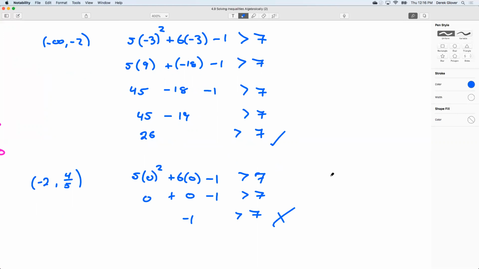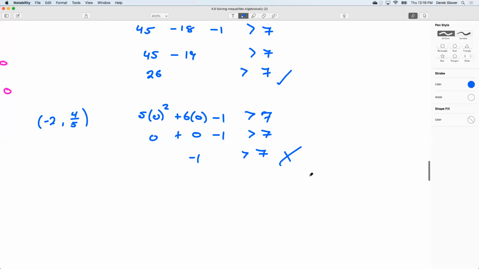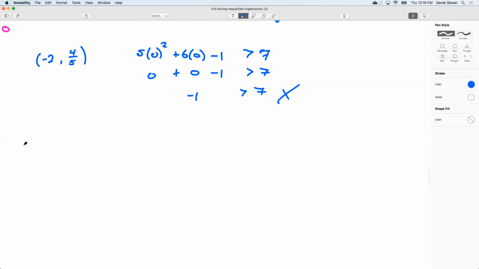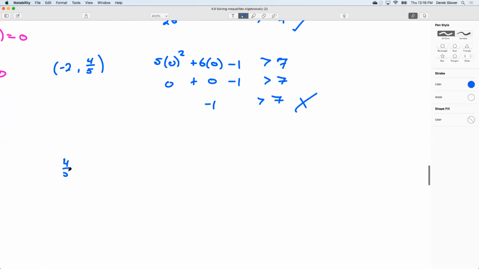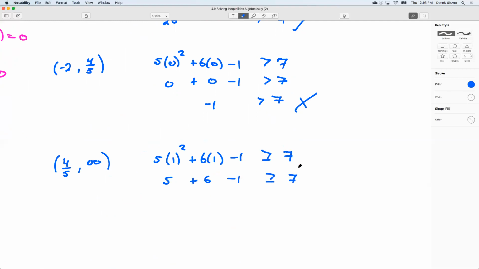Now we get to test our other range. And that's going to be from 4/5 to infinity. I believe that's it. Yeah, 4/5 to infinity. Now let's just pick 1 because 1 is a nice number to work with. So 5 times 1 squared plus 6 times 1 minus 1 is greater than 7. We get 5 plus 6 minus 1 is greater than 7. Or sorry, it's exclusively greater than 7.